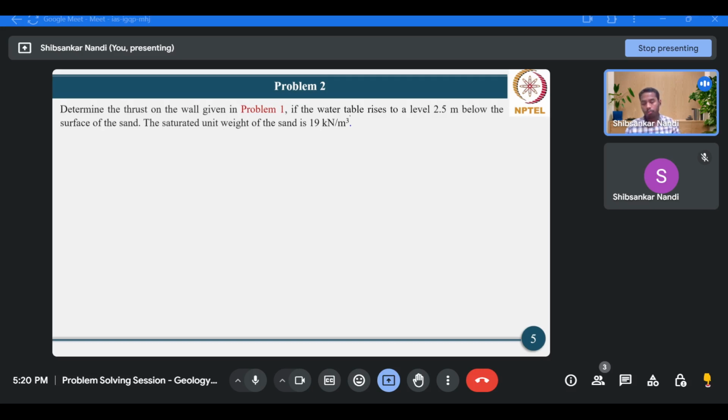Okay, so unlike the previous problem, in the previous problem we didn't consider any water table. As I mentioned earlier, the water table has an effect on the earth pressure, whether it's active or passive. We'll see how the water table impacts the active earth pressure in this problem.